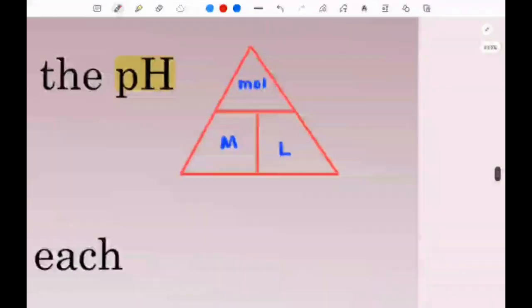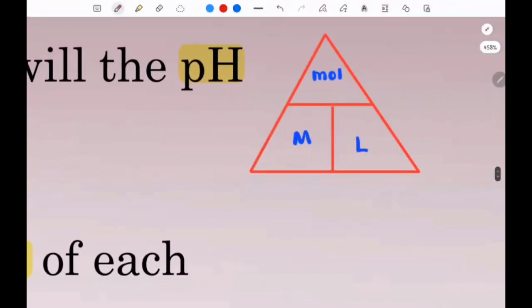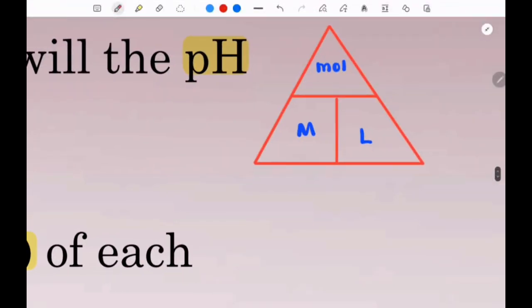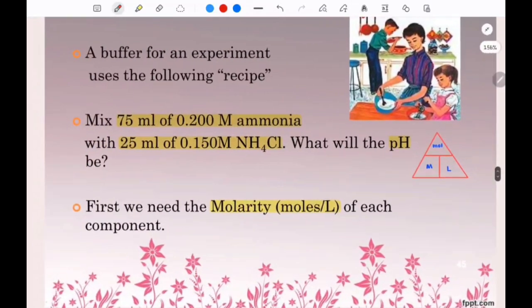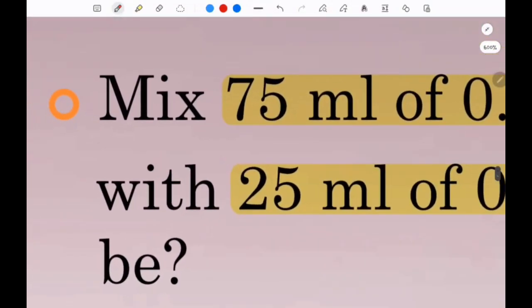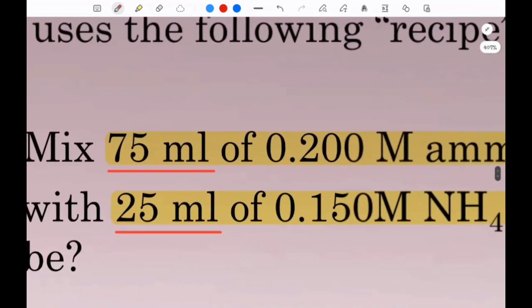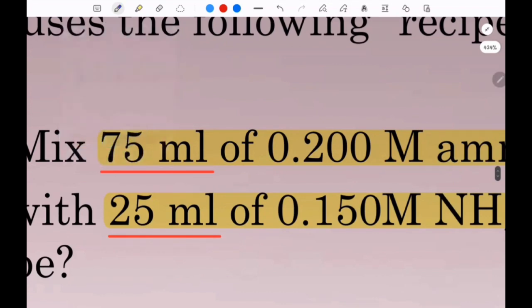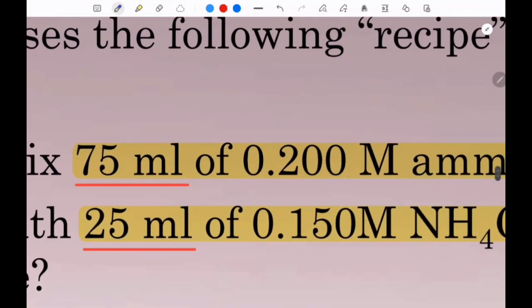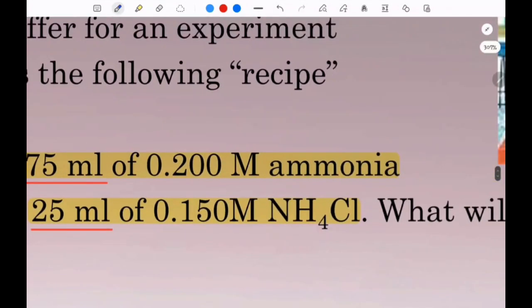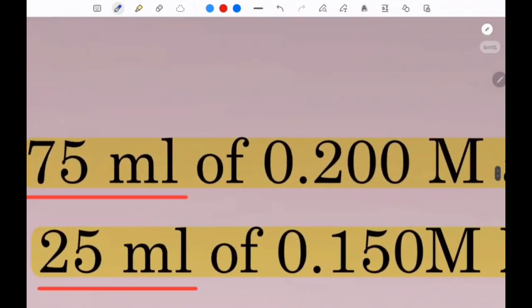How to find the mole? We just need to multiply the molarity with the volume. The volume needs to be in liters. However, the question gives us the volume in milliliters. That will not be a problem. We just need to convert it to liters. How to convert milliliter to liter? Just divide by 1000. After we get the volume in liters, we just need to multiply with each molarity and we'll get the mole for each component.